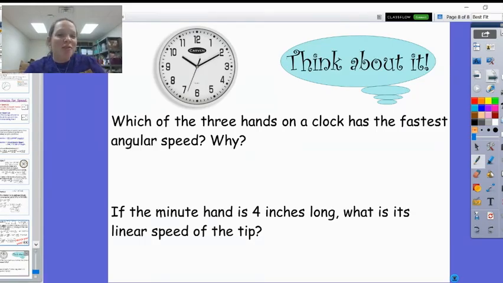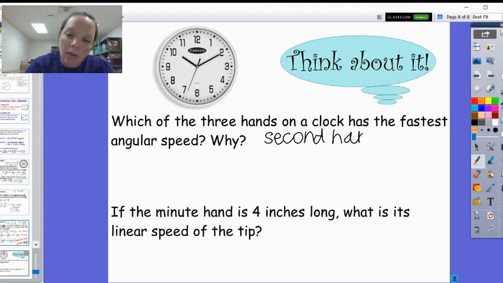Okay, so this last one is just kind of for fun to think about. You know that a clock has 3 hands on it. You have the hour hand and the minute hand and the second hand. So this thought question is, which of the 3 hands has the fastest angular speed and why? So you can probably just look at a clock and tell me which one goes the fastest. Obviously, the second hand goes the fastest, right? But using what we've talked about with angular speed, how can you prove it mathematically that the second hand is the one that travels the fastest?